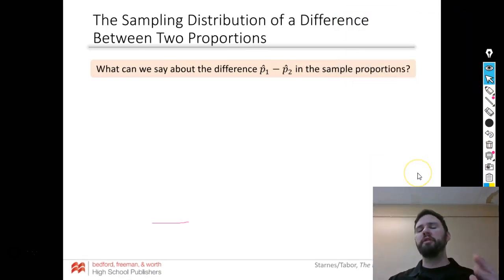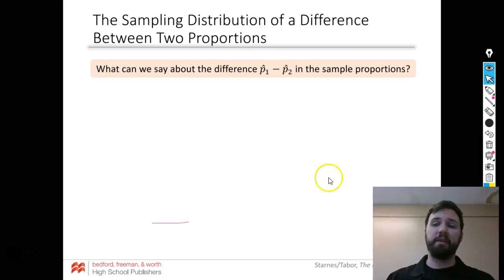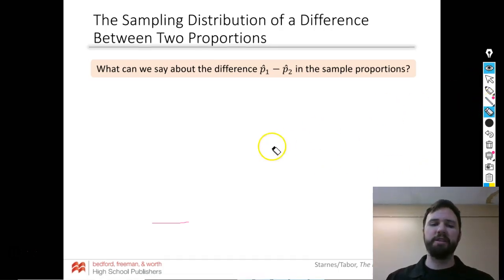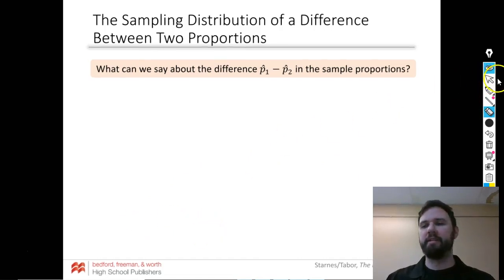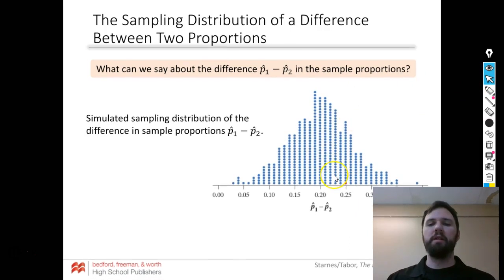So if we know both of those, we know their center, we know the variability, and we know their shape. This is for my OCD kids out there. I'll erase that. What can I say about the difference between them? Well, if they're both normal, then when you subtract them, they're still going to be normal.